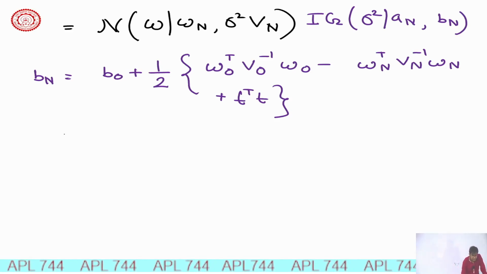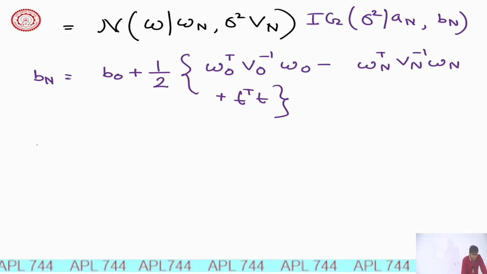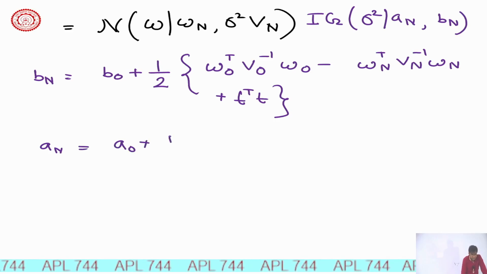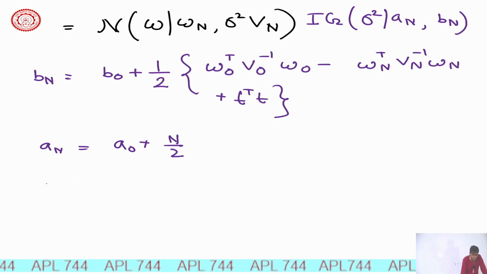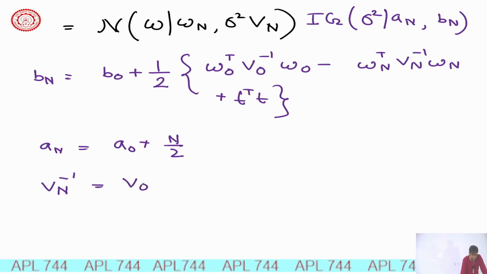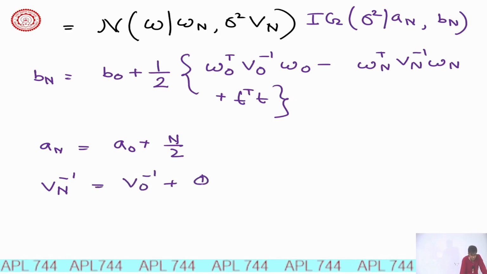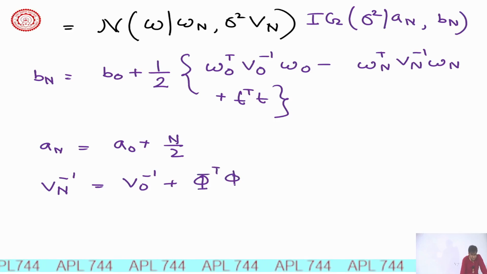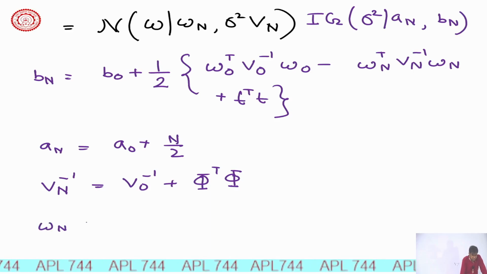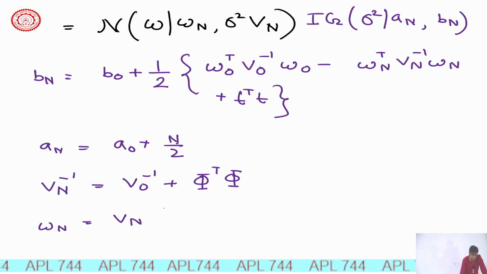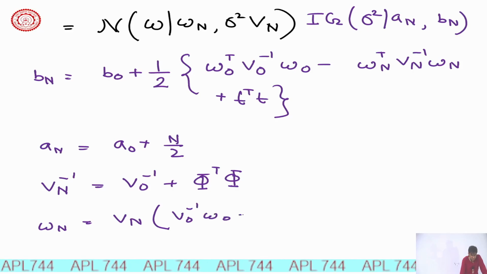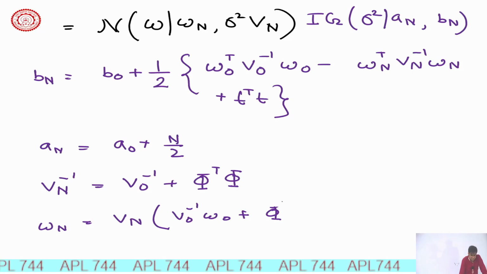So let me write it down the other things also, not only Bn. An, what is An? Remind me. A naught plus n by 2. What is Wn? We will write later. First let me tell what is Vn inverse. V naught inverse plus phi transpose phi. Okay. And lastly, what is my Wn? This is equal to Vn multiplied by V naught inverse W naught plus phi transpose T.